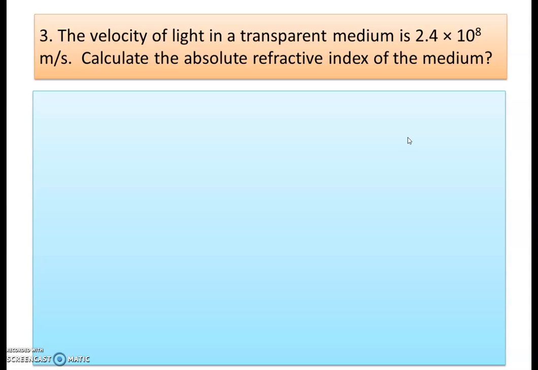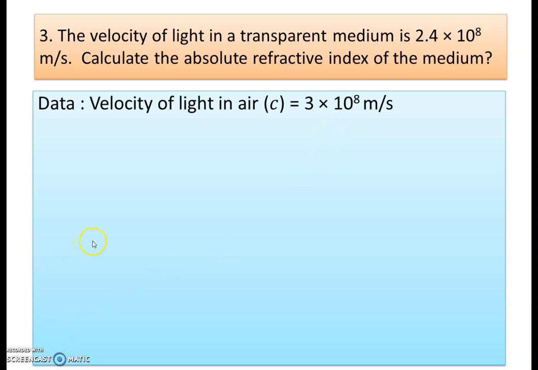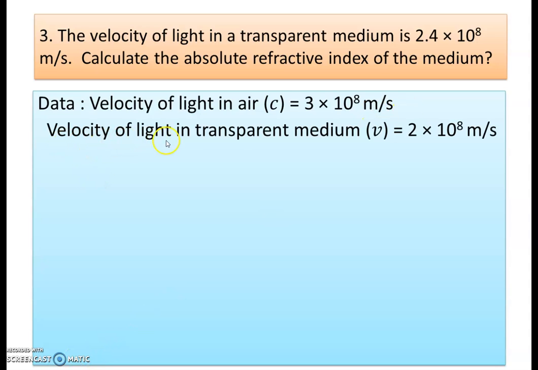So that's why the velocity of light in air is 3 into 10 raised to the power 8. We will find out the data from this problem. Here we have to find out the absolute refractive index of the medium. Therefore, velocity of light in air, which is indicated by C, is 3 into 10 raised to the power 8 meter per second. Velocity of light in the transparent medium is taken as V, which is equal to 2.4 into 10 raised to the power 8 meter per second.